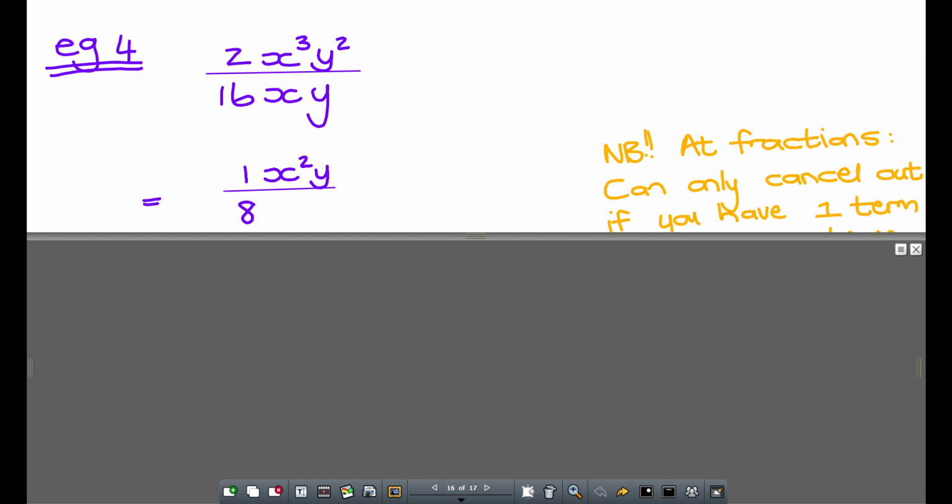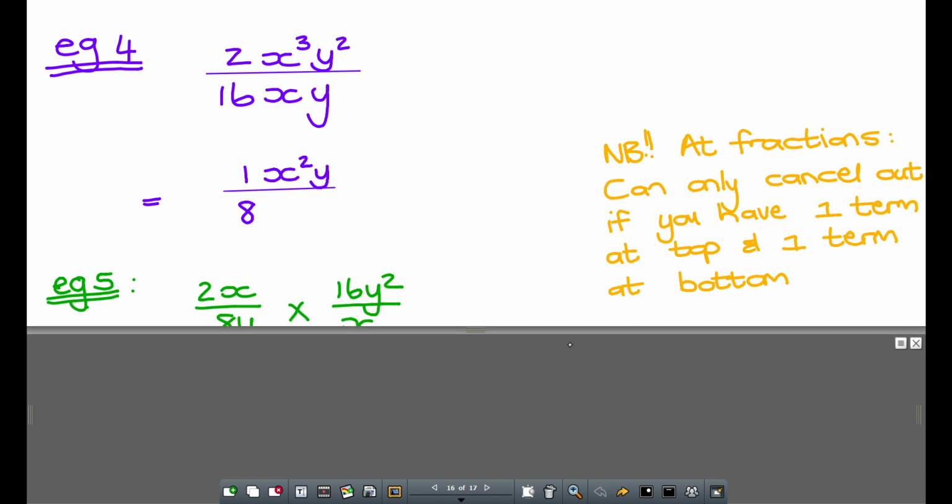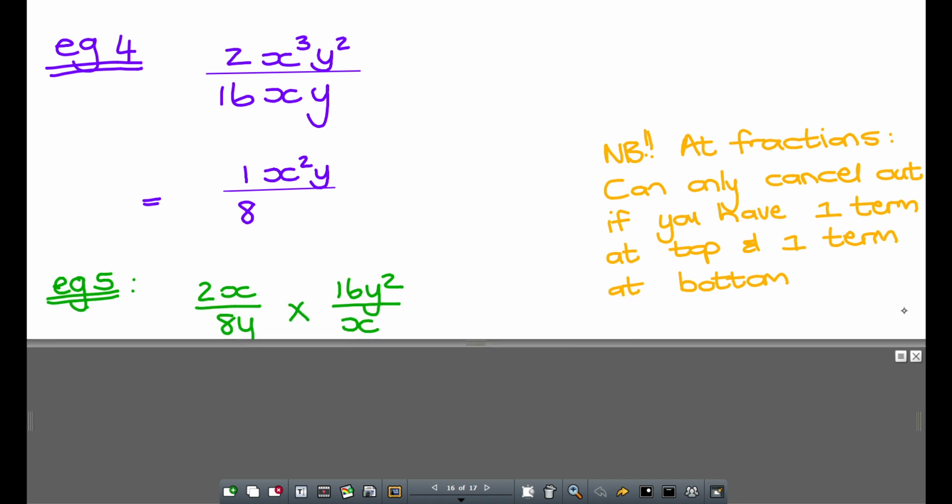None? Okay. Now, first look at that right-hand side note there. I said very important. At fractions, you can only cancel out if we have one term at the top and one term at the bottom. Meaning, if there was a plus or a minus at the top, meaning I've got two terms, then you cannot cancel out yet. Okay, we're going to have an added step there, but that is for a later stage.